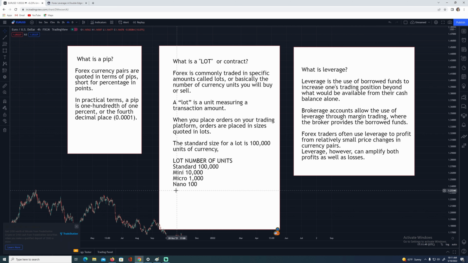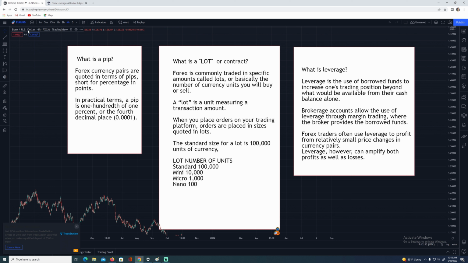Okay, now the standard lot, what they're saying, is that you're getting 100,000 units. So now to calculate the amount of money that you're gonna get per pip, it's actually pretty easy at first. This is the way I do it. I know there are some other ways out there to do it, but a standard lot is gonna give you basically 10 units of whatever the second currency is, because we are actually trading these two currencies.